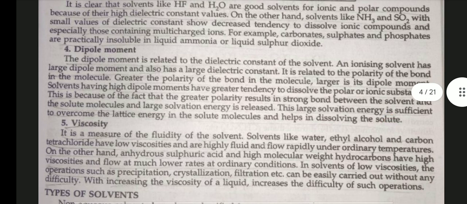Fourth one is dipole moment. The dipole moment is related to the dielectric constant of the solvent. An ionizing solvent has a large dipole moment and also has a large dielectric constant. It is related to the polarity of the bond in the molecule. The greater the polarity of the bond in a molecule, the larger is its dipole moment.